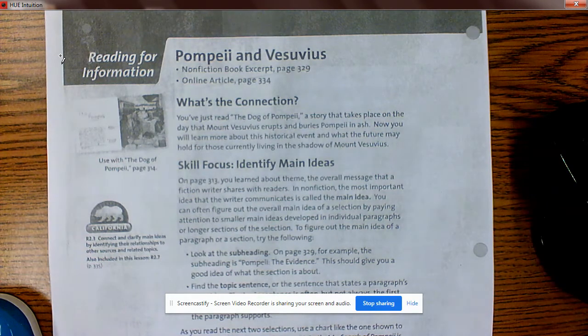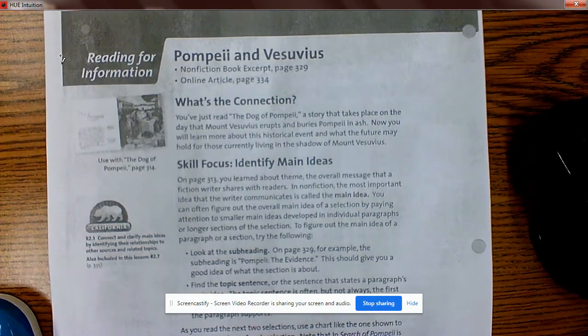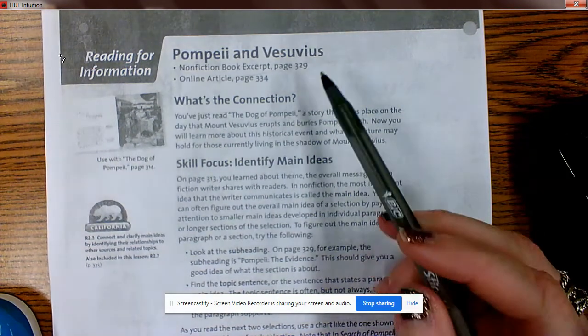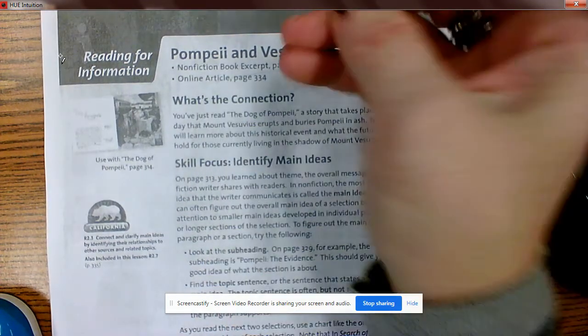So your packets are going to be due on Monday because everybody will be here. It's going to be worth 50 points to make sure that you have your active reading in it. So Pompeii and Vesuvius, nonfiction excerpt.